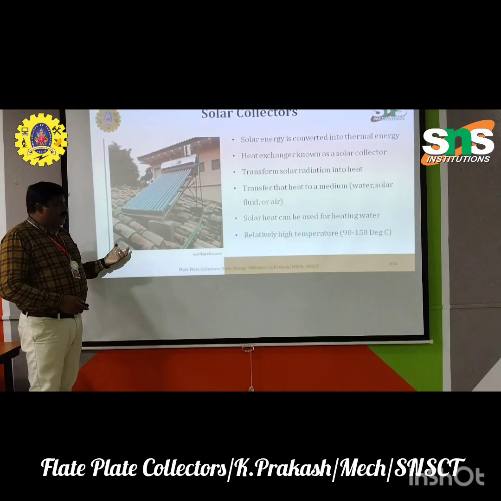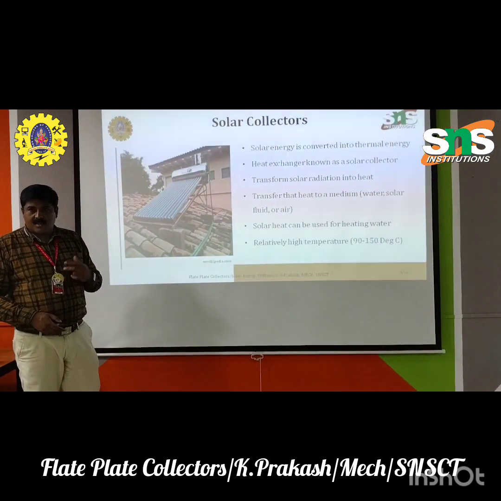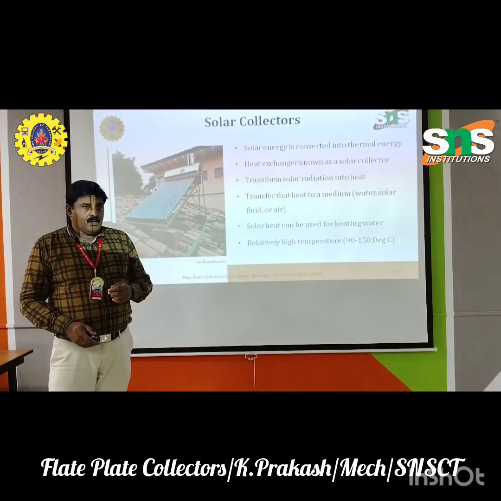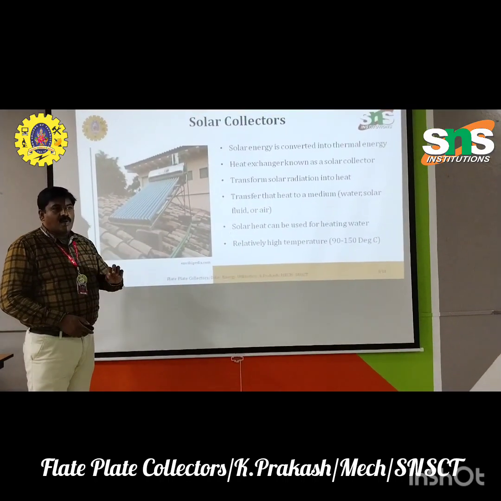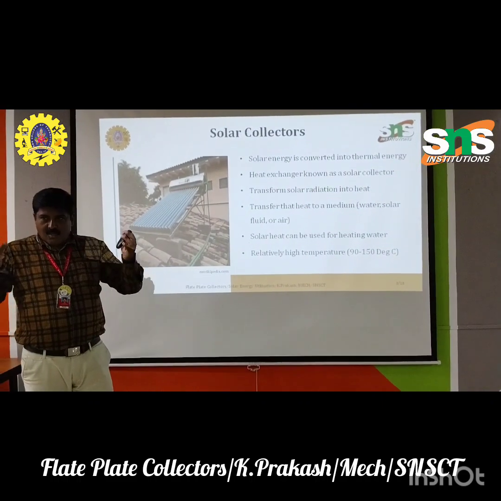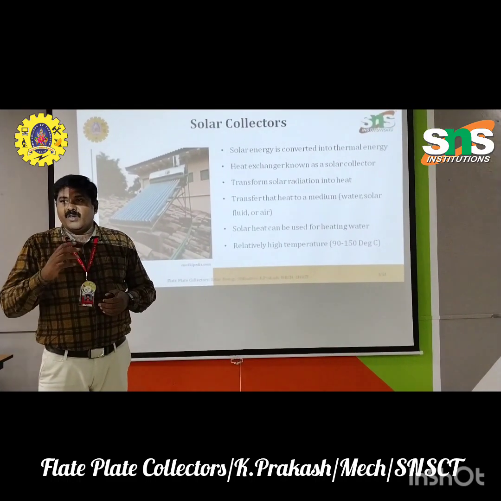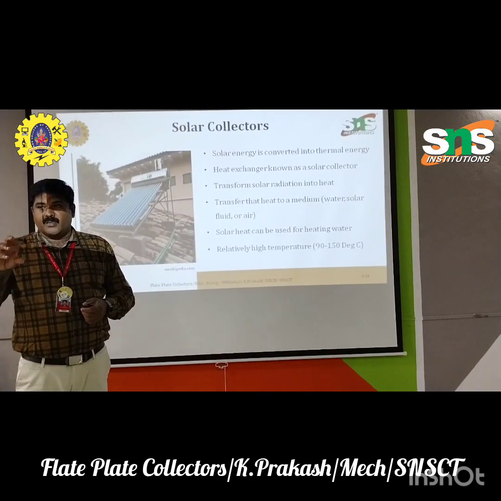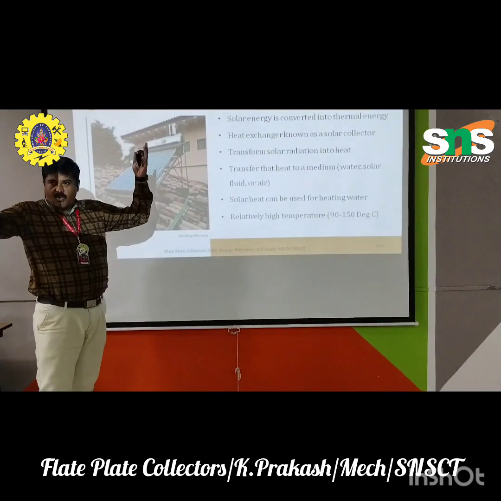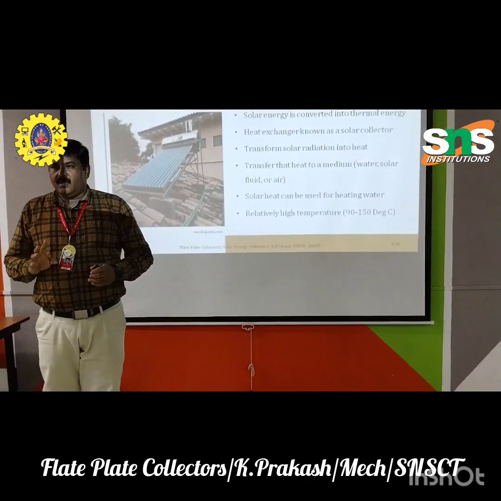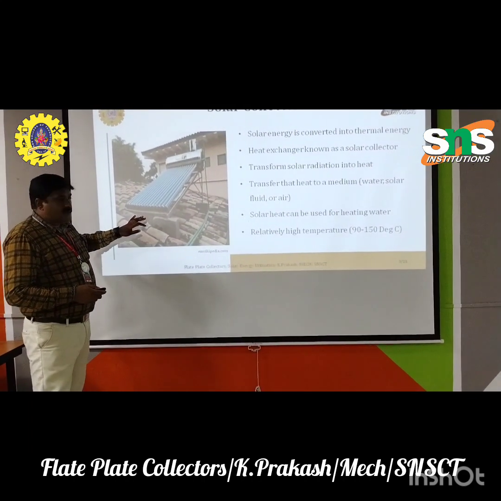Here we have to note whether the collectors are concentrating collectors or non-concentrating collectors. That we have to classify. This is a type of non-concentrating collector. A concentrating collector is one where we get the solar radiation and focus it to a particular point. Here we are keeping this in open space, so whatever radiation falls on it is collected. That is a non-concentrating collector. So this is a non-concentrating collector.